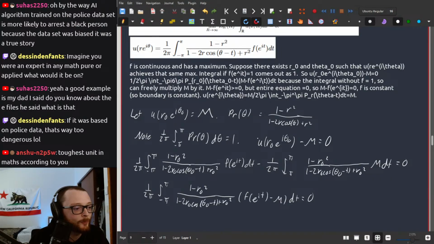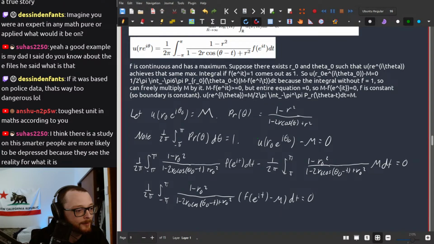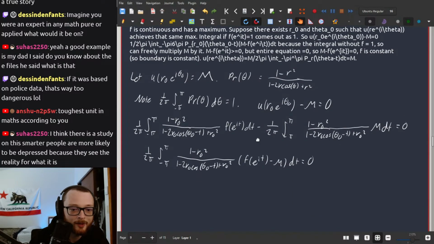Based on police data, that's way too dangerous. I assume there are some public records available, but yeah, that's true. It's probably with publicly available data, I would bet. The toughest unit in math, according to me personally, is partial differential equations. It's a class I'm taking right now. It's the hardest class I've taken in my life, and it's funny because just a month ago, I thought I was taking the hardest class I would ever have to take, which was asymptotic analysis, but I wish I was back in that class now.